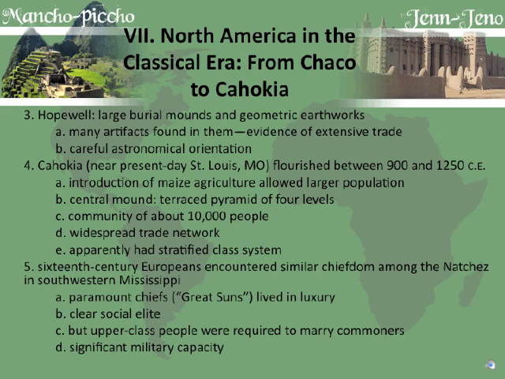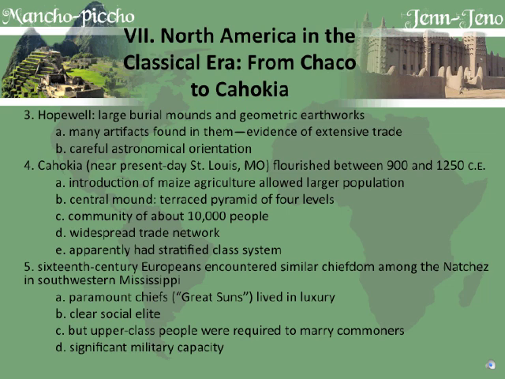Your Cahokia, which was in the present-day St. Louis, Missouri area, flourished between 900 and 1250 CE, with the introduction of maize agriculture. They had a very large population. Terrace pyramids, and the pyramid type was very influential in the Americas. It's different than your Egyptian, where you have your flat sides. These were terraced ones. A community of about 10,000 people, a widespread trade network, and apparently a stratified class system as well.